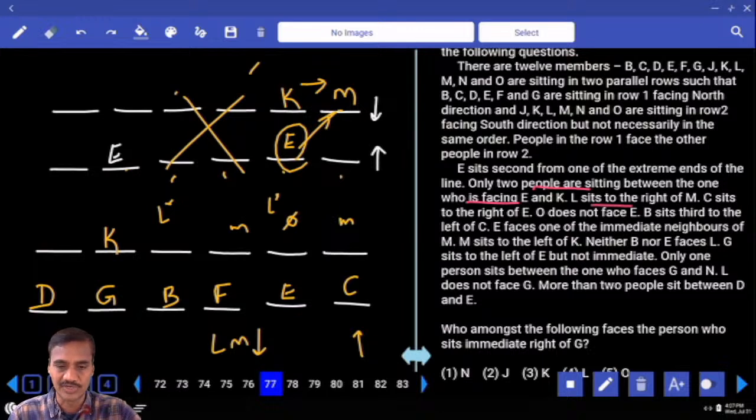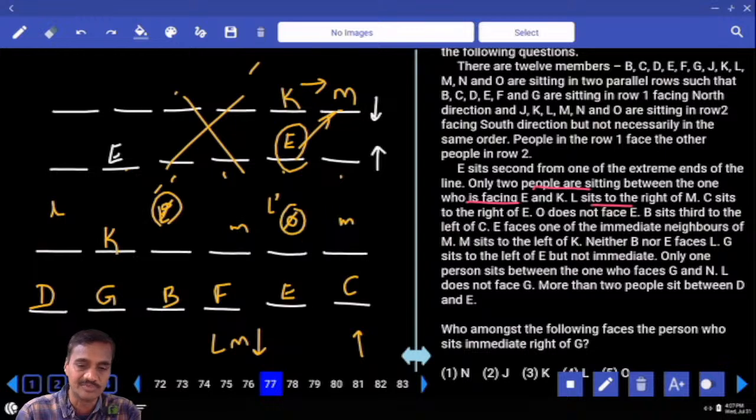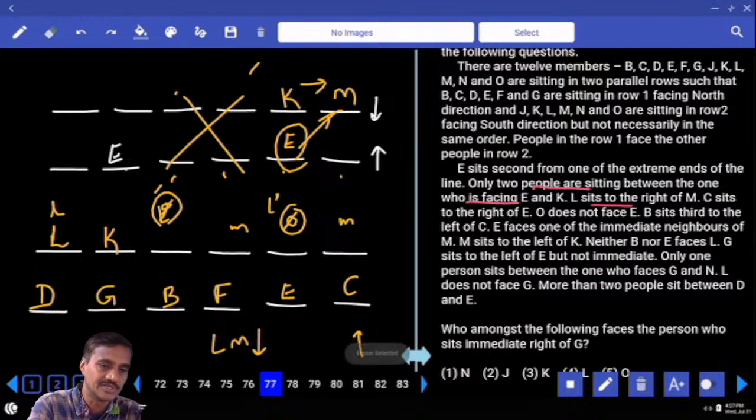L is to the right of M. L is to the right hand side of M. L cannot be here. Maybe here, maybe here, 2 possibilities. Now L cannot be opposite. And where should this L be? L is right hand side of M. L must be here. Understood? L is to the right hand side of him.